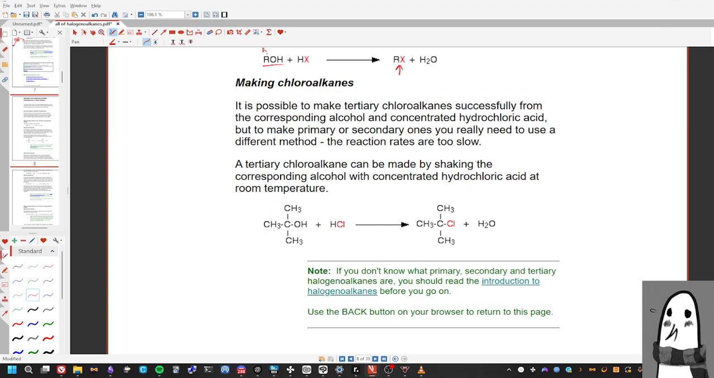You can make chloroalkanes successfully from the corresponding alcohol and concentrated hydrochloric acid. So, what are they saying here?